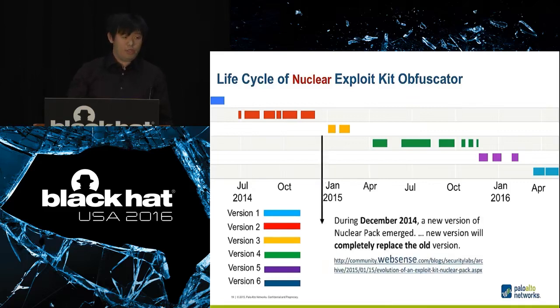According to one report, in December 2014, a new version of the Nuclear exploit kit emerged, which totally replaced the old versions. Also, from our timeline chart, we can see the same result. A new version is deployed in December 2014 and totally replaced the old versions. The insight we can see here for the Nuclear exploit kit obfuscator is that a new version is deployed after the old version is dead.